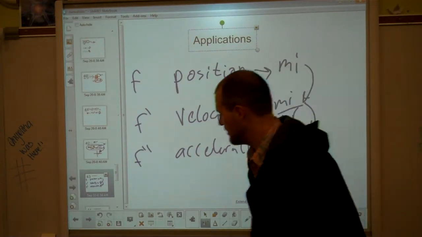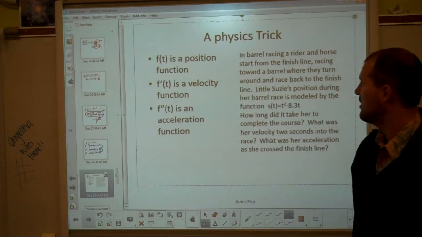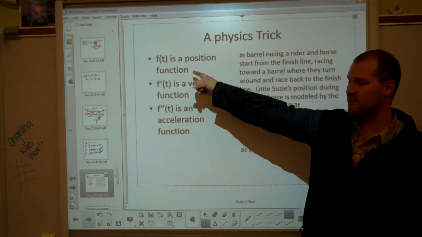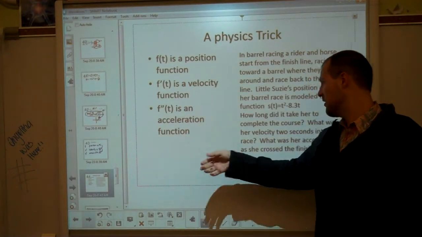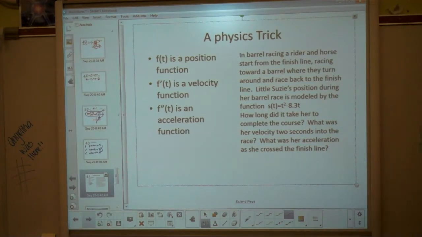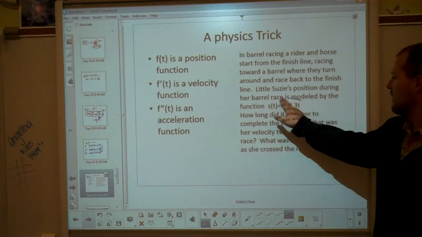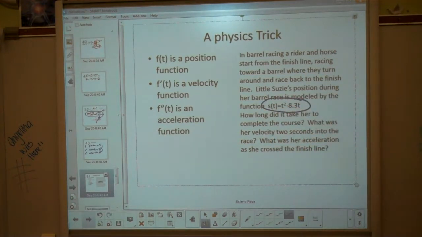Okay, now let's apply that to an example. I've got that same information written out here, and we're going to try our little example. In barrel racing, we've got a rider and a horse. They're going to start from the finish line. They're going to race toward the barrel where they turn around and race back to the finish line. We've got little Susie, and her position is given by a little function in here. How long does it take her to complete the course? What was her velocity 2 seconds into the race? And what is her acceleration as she crosses the finish line? Cool. Let's take a look at that.